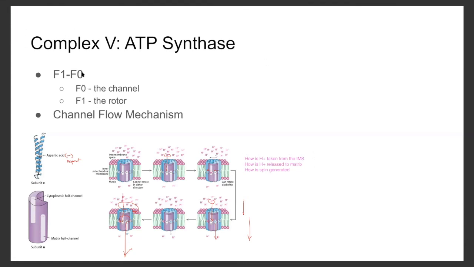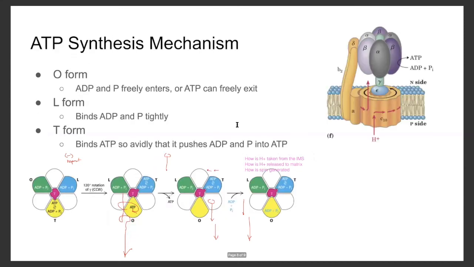Well, now you don't look at the channel, you look at the rotor. So let's look at this section now. Essentially, the rotor is structured in a way where there's a gamma protein in the middle, and it's a ring of alphas and betas. So 3 betas and 3 alphas.